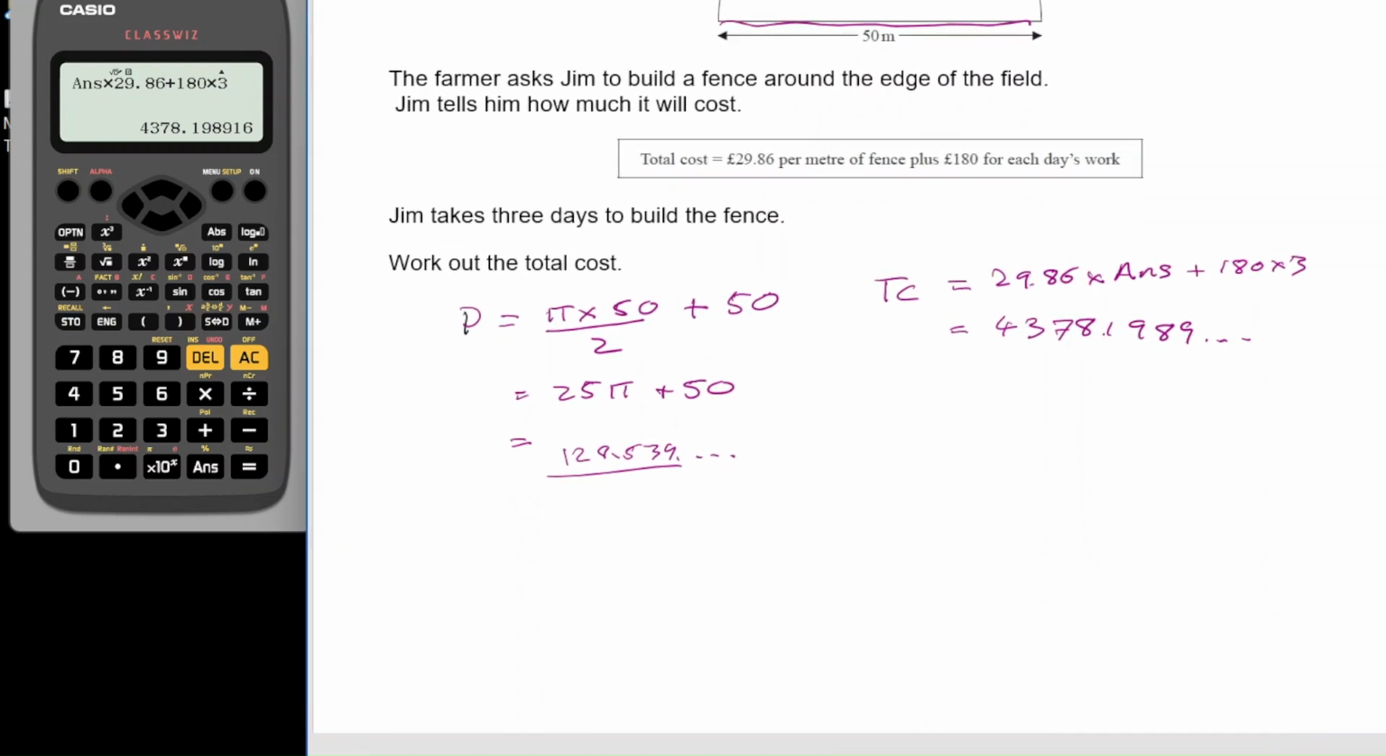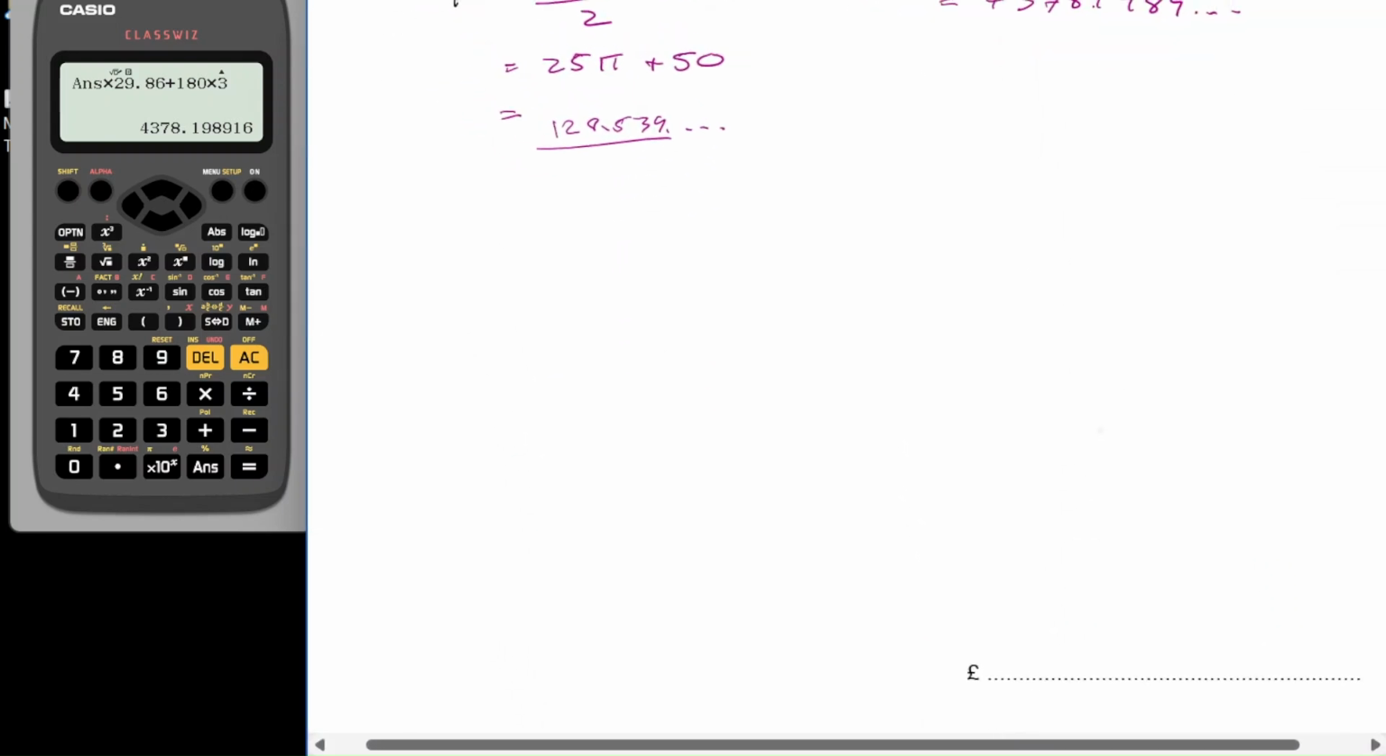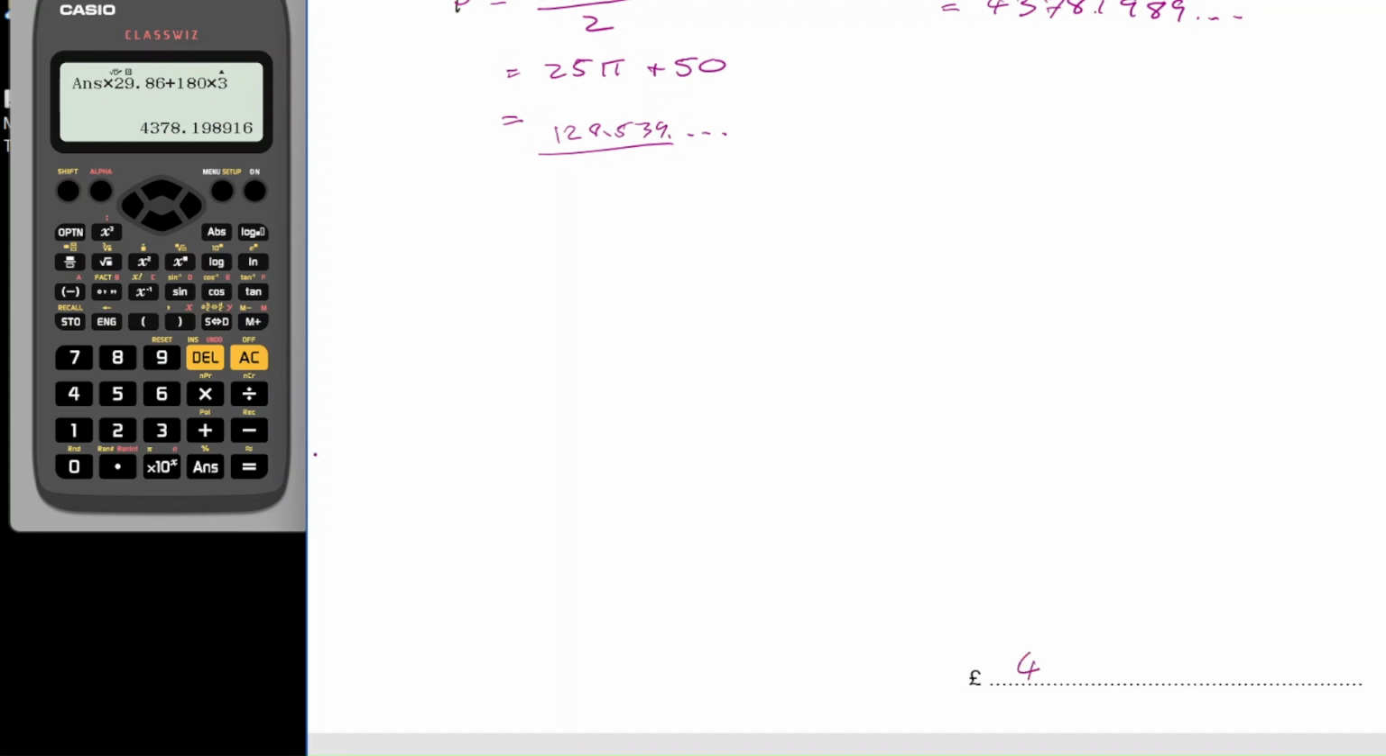So as a cost, I round it to pence, so I'm going to say it's 4,378.20.